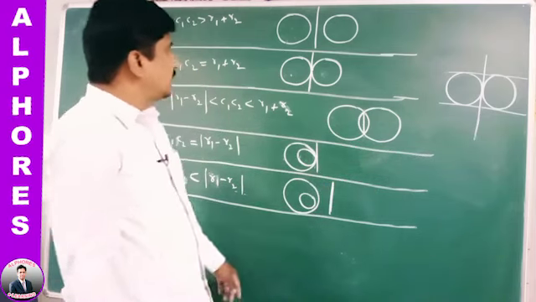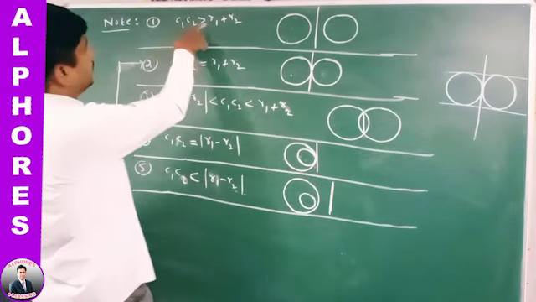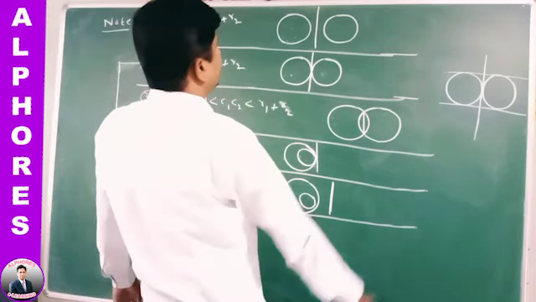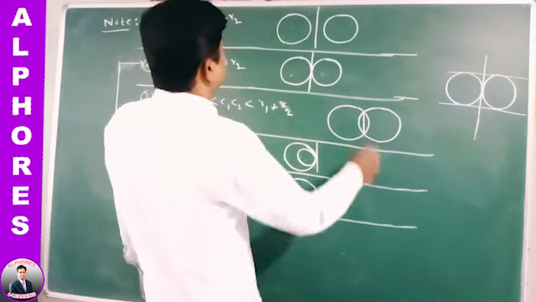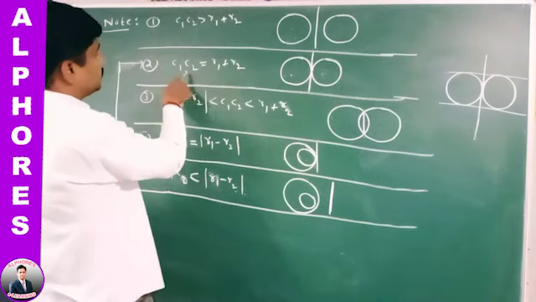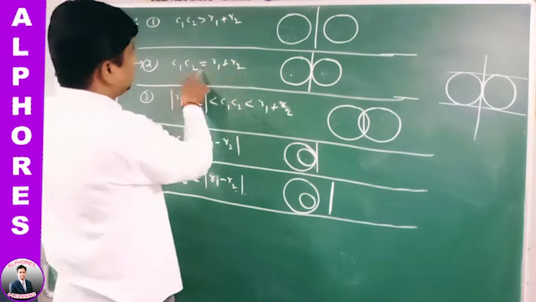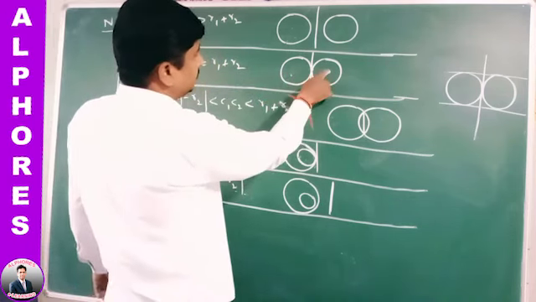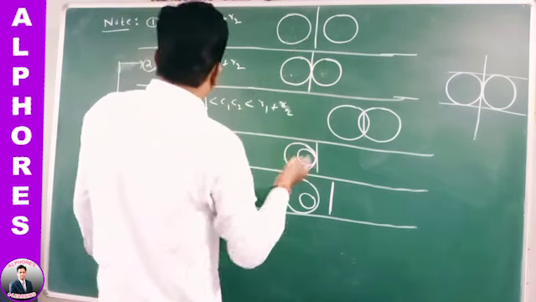Here, once again, if C1C2 is greater than R1 plus R2, one circle completely lies outside the other circle. Then the radial axis lies in between the two circles. If C1C2 equals R1 plus R2, the two circles touch each other externally. In this case, the transverse common tangent is the radial axis.